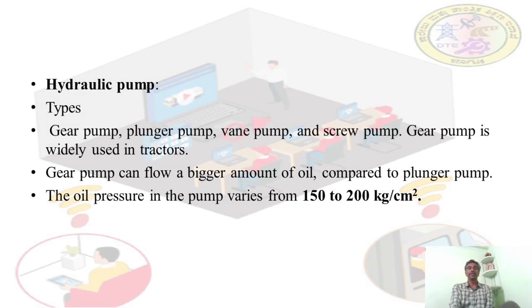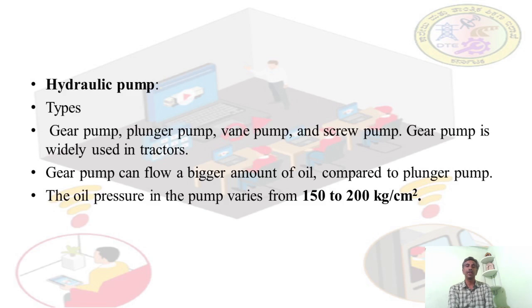Next, the first component is the hydraulic pump. In the hydraulic pump, there are several types of pumps used. First one is a gear pump. Second one is a plunger pump. Third one is the vane pump. Fourth one is the screw pump, etc.